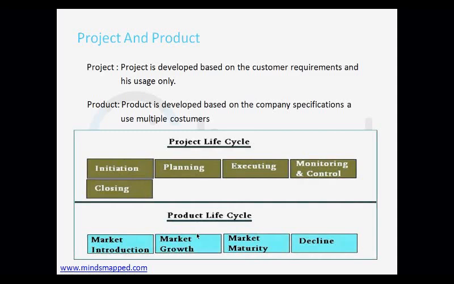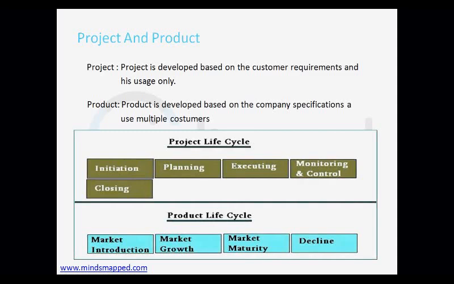So where we are looking for the product is getting expanded, like it's getting widely used by all the persons. Then the market maturity. So we are looking for the maturity, the stability of the product. So once we are satisfied the product is stable in the market, then we'll close the product life cycle.